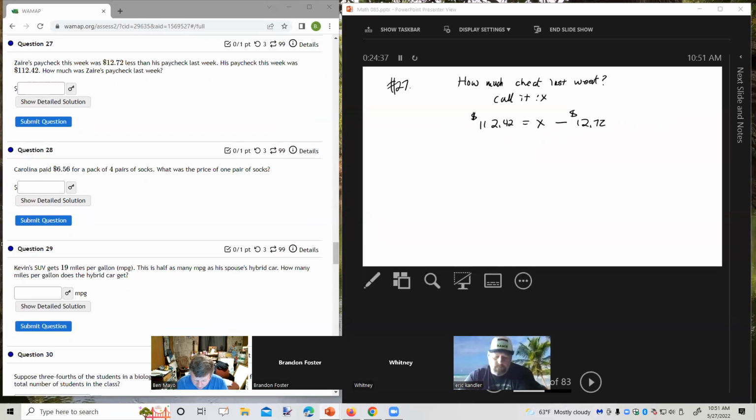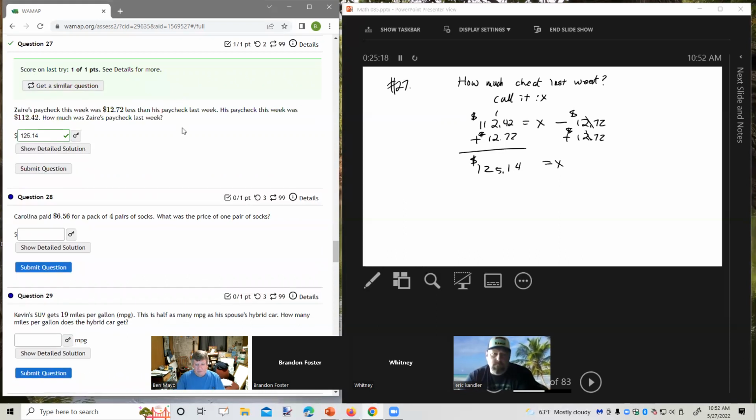And again, you might say, well, can I just set it up 112.42 plus 12.72 equals X? And if you read it that way, that's fine. There's nothing wrong with that. Let's see, what do we get now? Because again, that's what we ultimately end up with. And got all our dollar signs. Let's see, that's what, 4, 11, 5, 2, 1. So $125.14. Okay, that's right. They've got the dollar sign over there. 125.14.